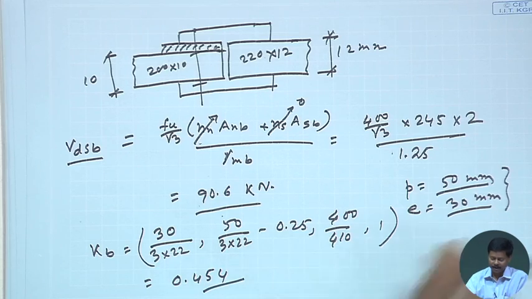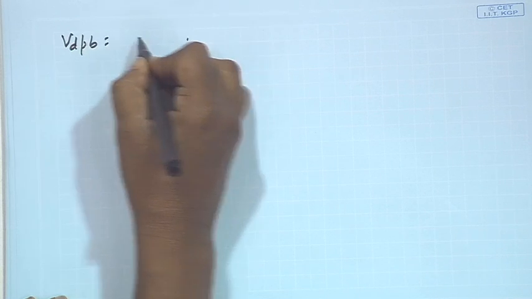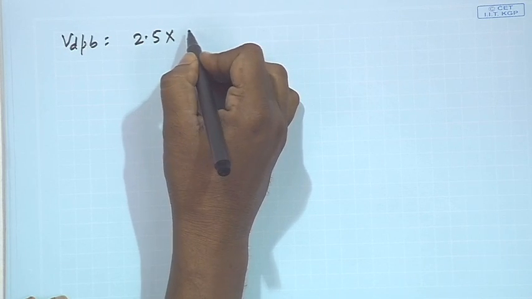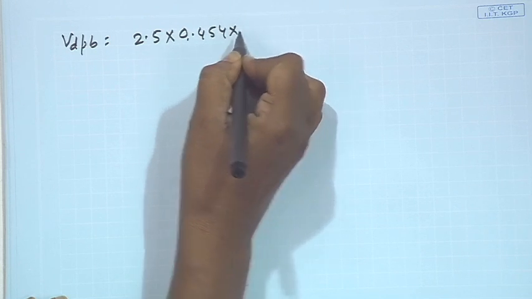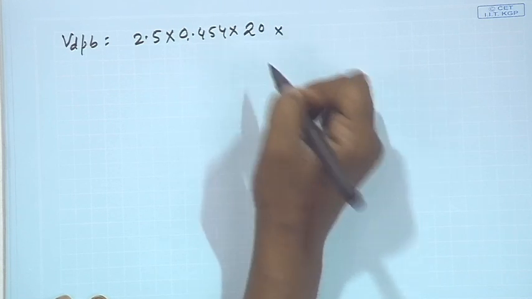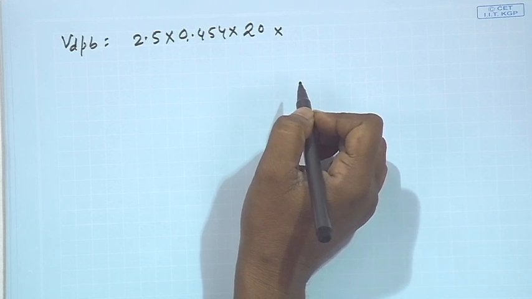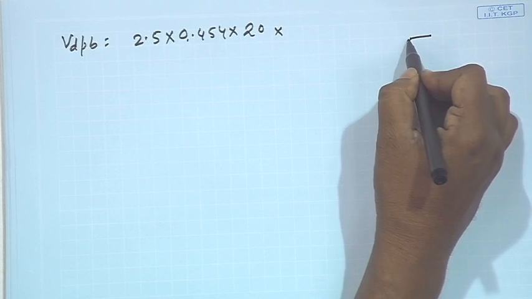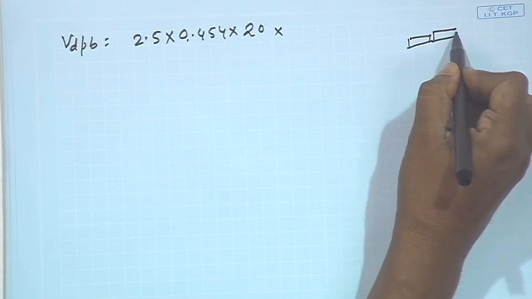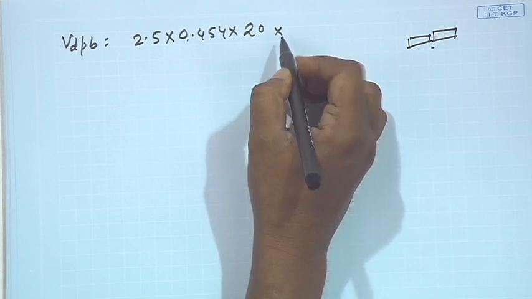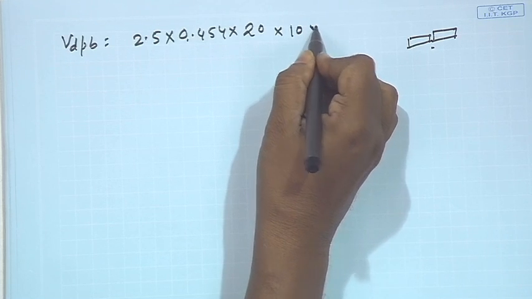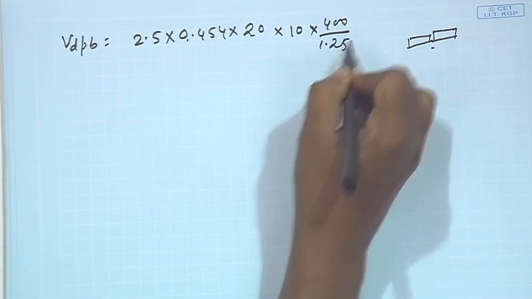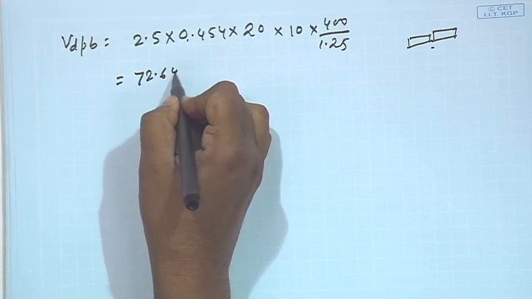So, once we find the KB value, we can find out the VDPB value, that is the bearing strength of bolts. Now, the bearing strength of bolt will become VDPB is equal to 2.5 KB, KB is 0.454, D is 20 mm. Now, one plate thickness was 10 mm, another plate thickness was 12 mm. So, thickness of the thinner one we will consider. So, this will be 10 into 400 by 1.25. So, this is becoming 72.64 kilonewton.